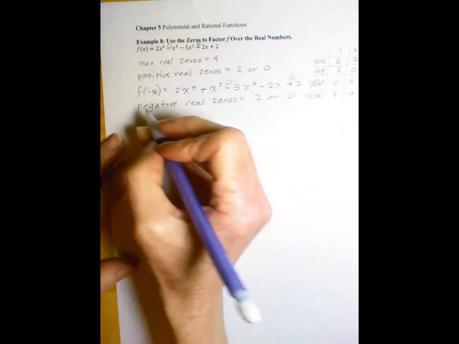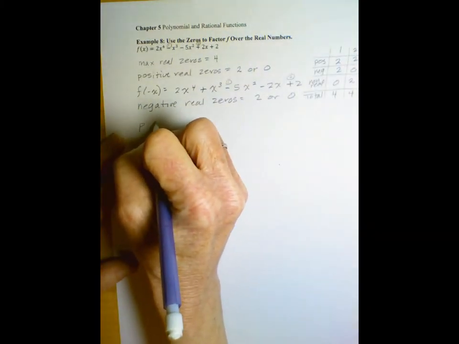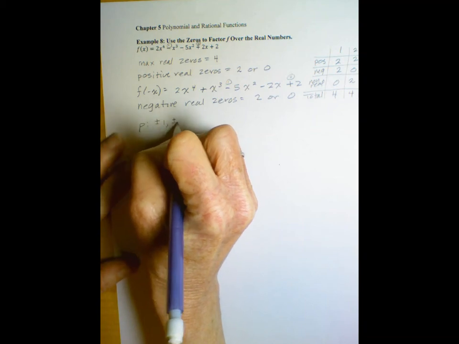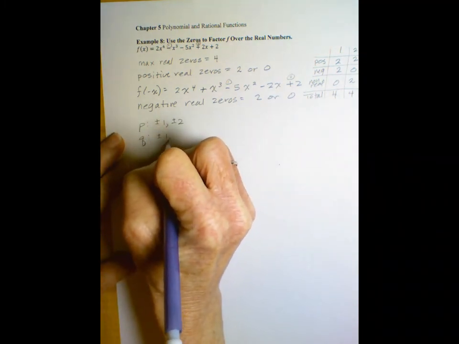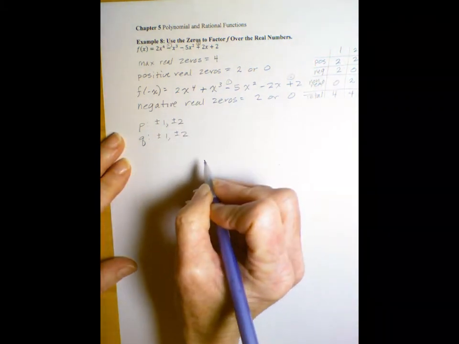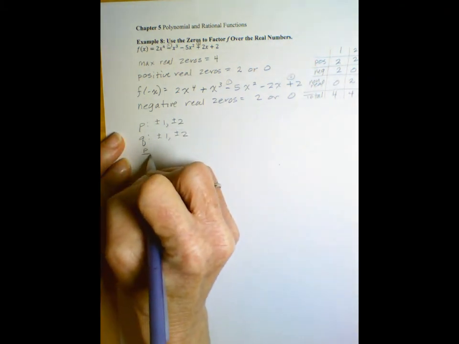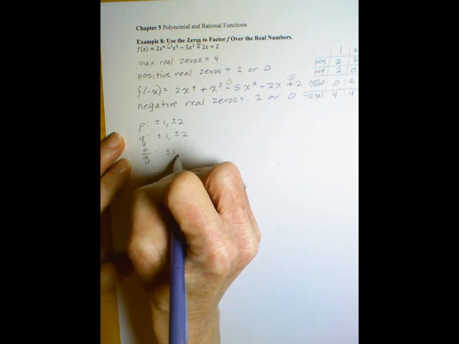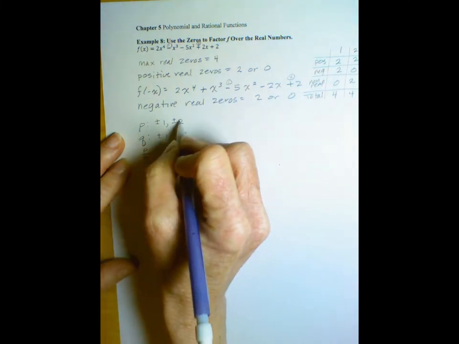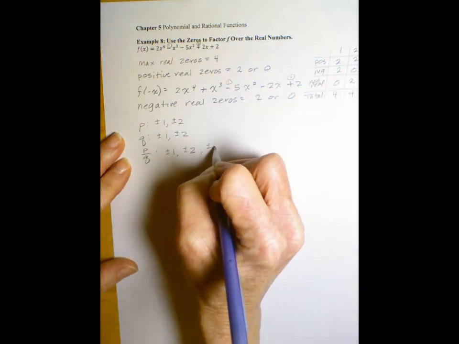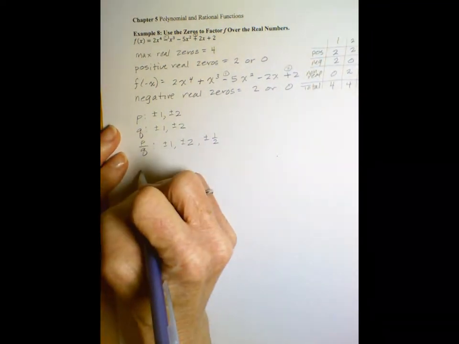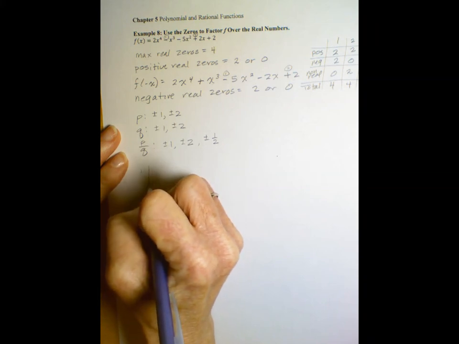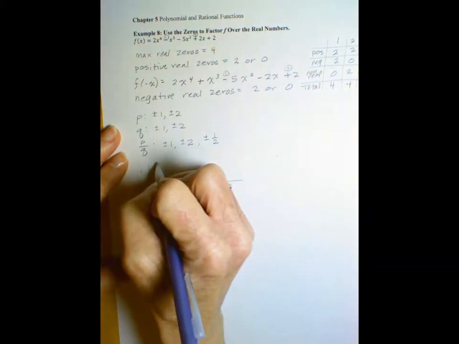Okay, P, factors of the constant, which is 2, so plus or minus 1, plus or minus 2. Q, the factors of the leading coefficient, which is also 2. So P over Q will be plus or minus 1, plus or minus 2, and then plus or minus 1/2. Okay, well, I'm just going to start with 1. You don't have to, that's just what I'm choosing to do.